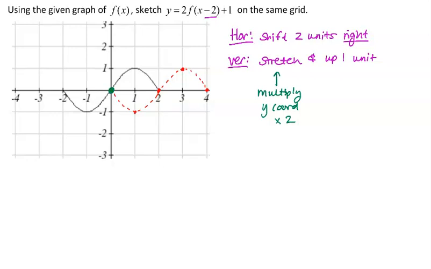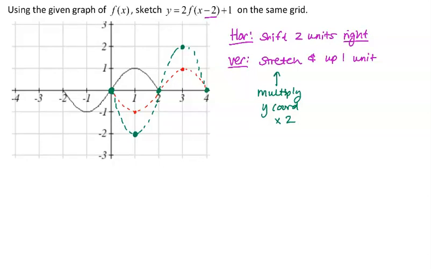If you take the next point at 1, negative 1, if you take the y coordinate of negative 1 and multiply by 2, negative 1 times 2 is now negative 2. 0 times 2 is still 0. 1 times 2 is 2, and 0 times 2 is still 0. So the red graph shows what we would have after doing our shift 2 units to the right. The green graph shows taking that shifted to the right graph and stretching it by a factor of 2.